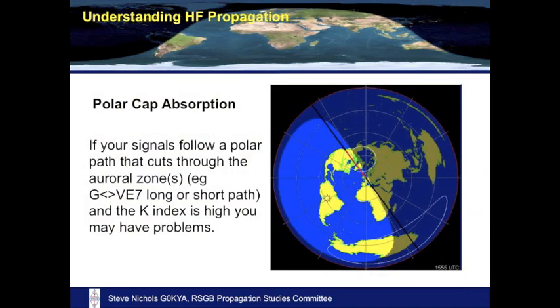And just to recap again, any signal that passes through the auroral zone, that's north or south pole, can cause problems if the K index is high. So paths like from the UK to Western Canada, VE7, or even W6 in California, W7 up there in Washington State, can be severely affected if the K index is high.